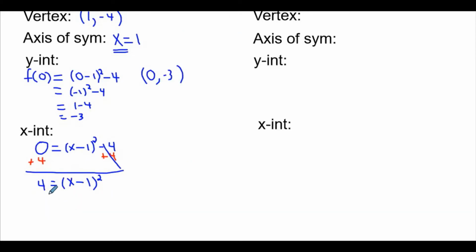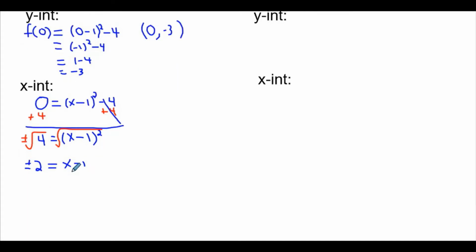All right, so here we're going to take the square root. Make sure that when you take the square root in solving, you include a plus or minus. So this comes out to plus or minus 2, and this comes out to x minus 1. This means I'm going to have two equations. You might remember this all the way back to absolute value. You're going to have x minus 1 equals 2, and x minus 1 equals negative 2.